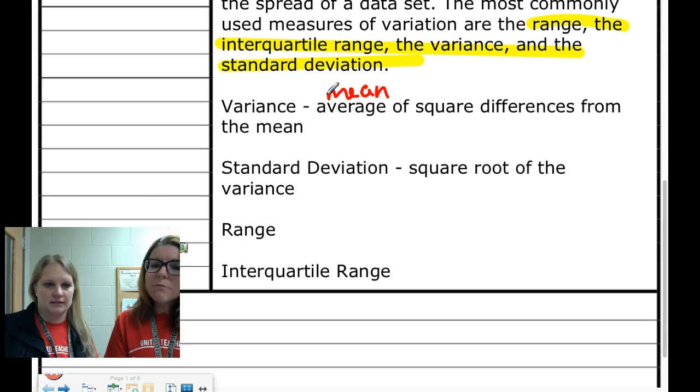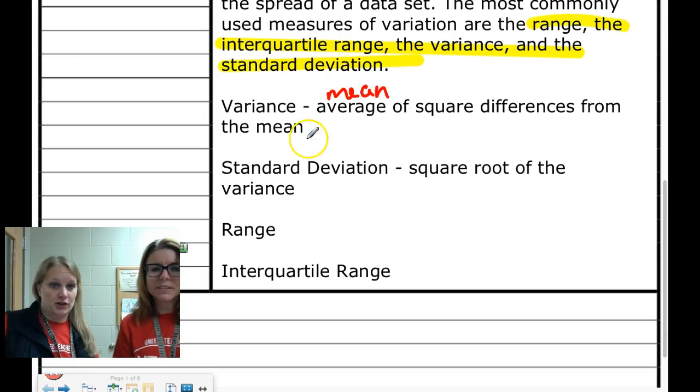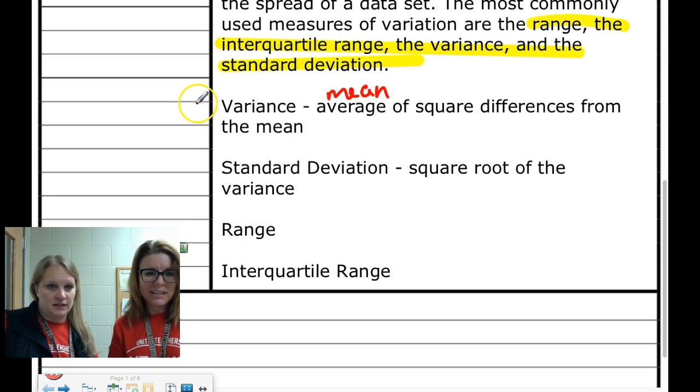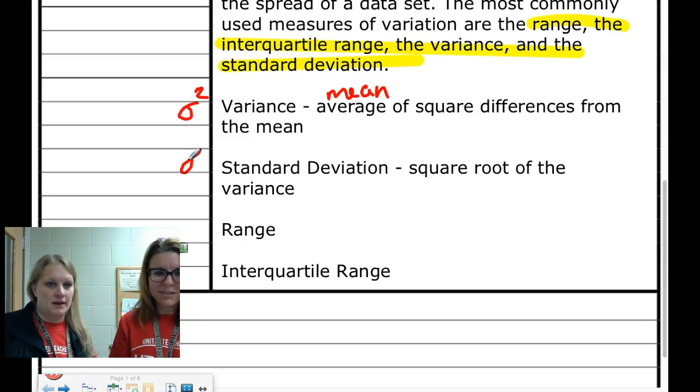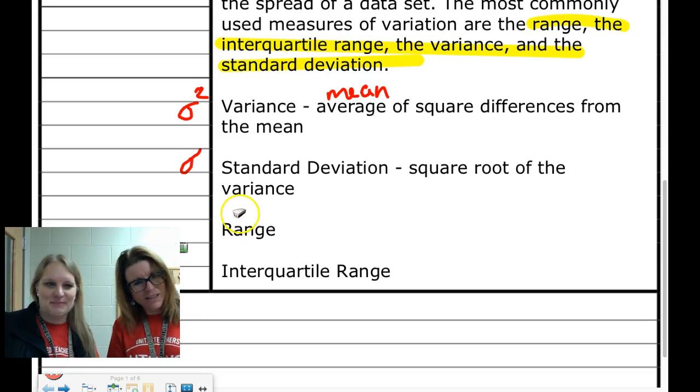Now, I'm going to have Miss Boyd write the symbol for variance. It's kind of like a weird 6, and then squared. That's the symbol for variance. So if you take the square root of that, you're just going to get rid of the square, and that's the standard deviation, which is this weird symbol.